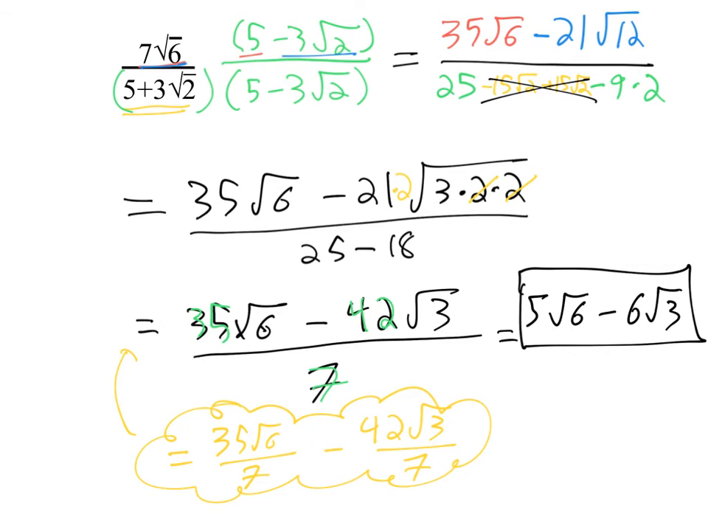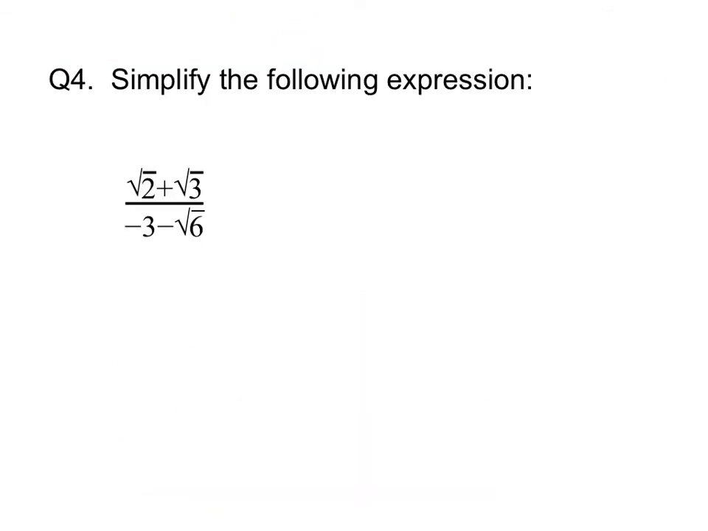Let's take a look at one final example. Root 2 plus root 3 divided by negative 3 minus root 6. Note again that we now have this denominator in the form a plus b root d. So we can multiply by its conjugate in order to simplify it. The conjugate of negative 3 minus root 6 would be negative 3 plus root 6. And we're allowed to multiply the denominator by negative 3 plus root 6 as long as we do the same thing to the numerator as well.